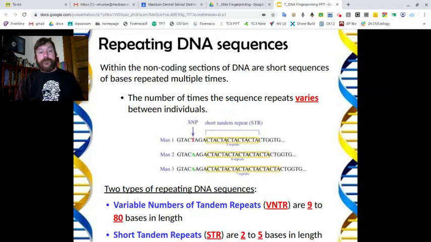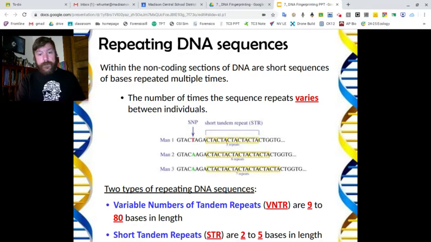If you look at the image here, what you'll see is that we have these short tandem repeat sections, CTA, CTA, CTA. It's being repeated here. In man 1, it's repeated a certain number of times. There's 5. But in man 2, there's 6. And in man 3, there's 7. We use multiple STRs to identify people. I think at this time we use 13. And the odds of having the same exact STR pattern from person to person are incredibly low.